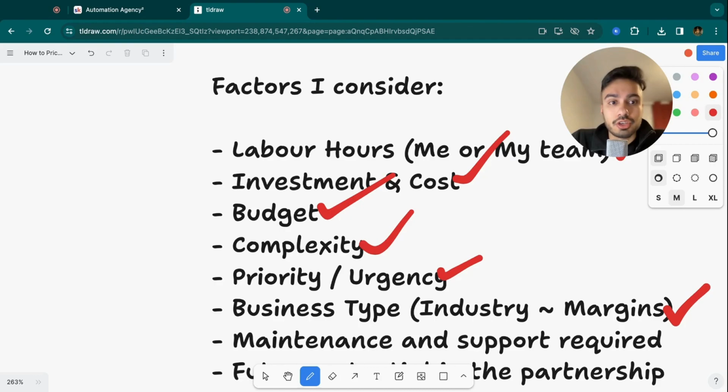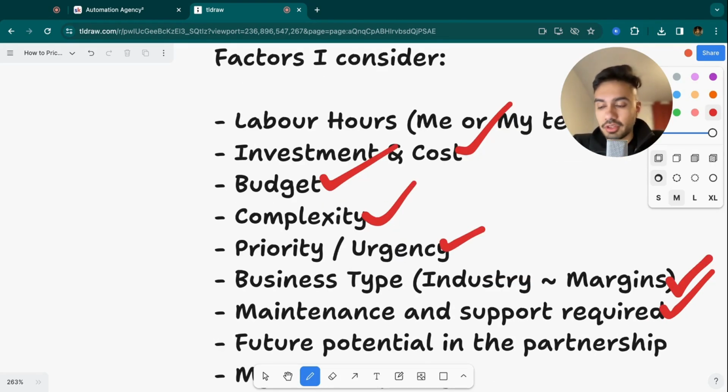How many hours a month or a week is my commitment going to be to making sure that this is running the way that I promised? And if there's any support required as well, is this client someone who's typically going to be reaching out to me on a daily, weekly basis that I have to deal with them? Or are they more independent and they're not really going to bother me? So that's something to consider as well, and then bake that into your costs.